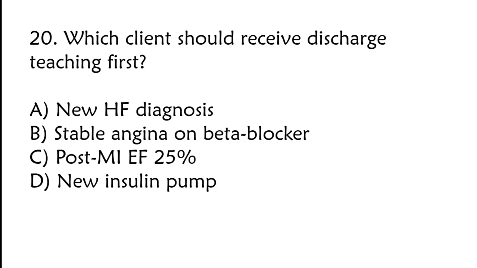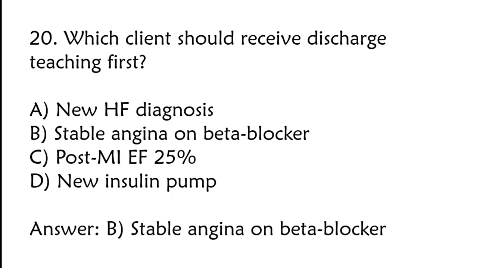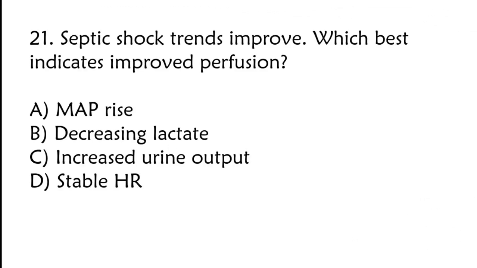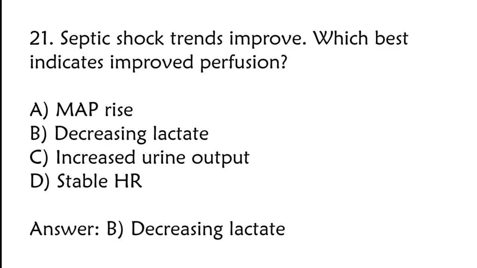Which client should receive discharge teaching first? Correct answer is B. Stable angina on beta blocker. Septic shock trends improve. Which best indicates improved perfusion? Correct answer is B. Decreasing lactate.